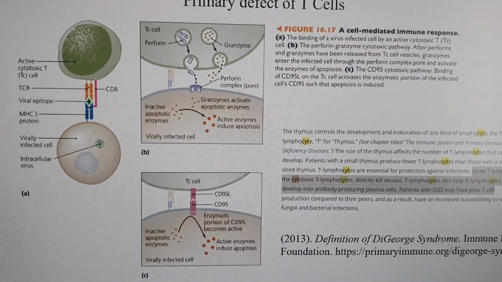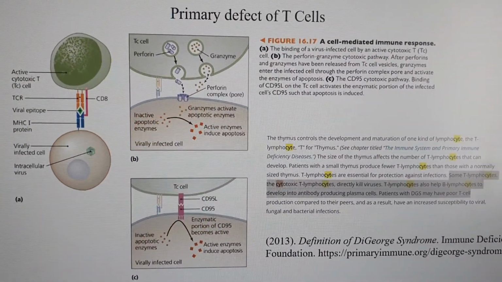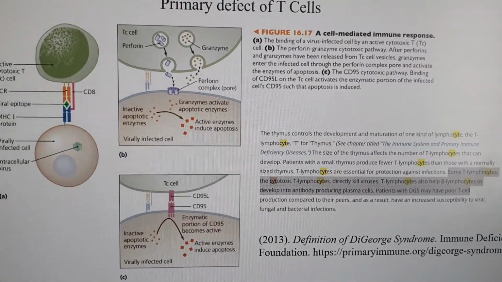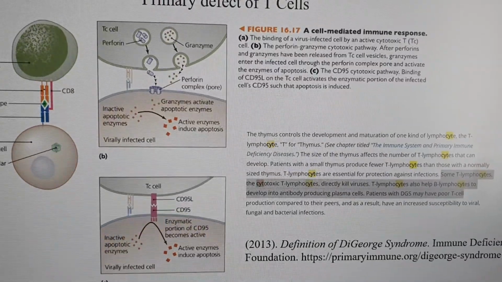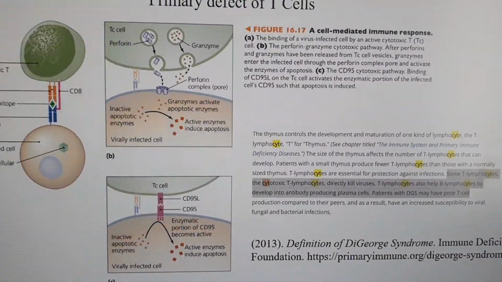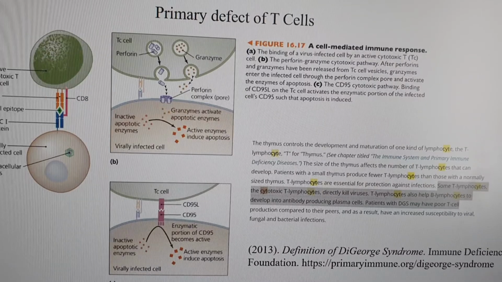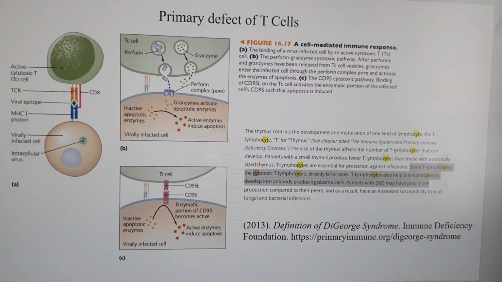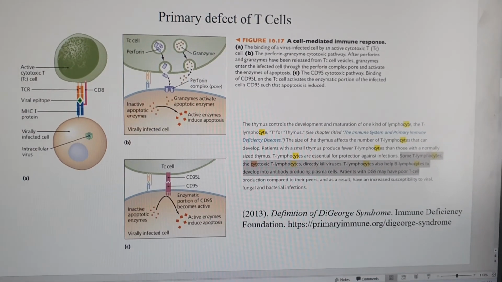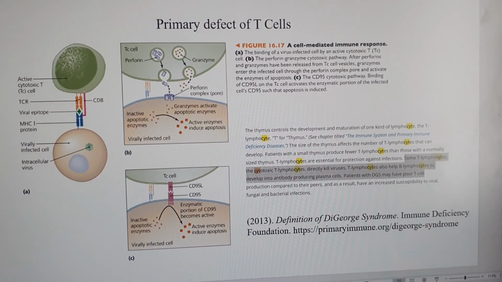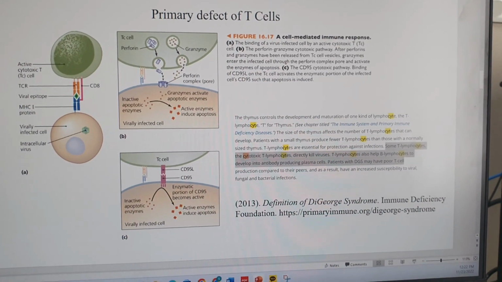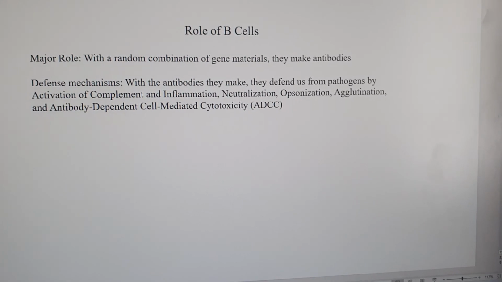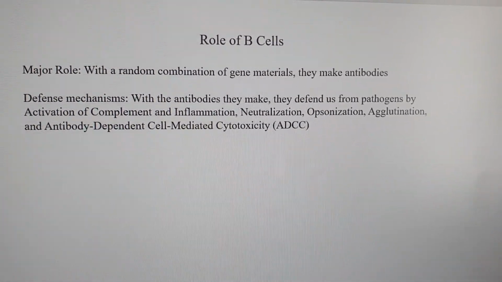And when we are affected with a virus, especially a cold or COVID or whatever, they kill our own cells that are infected with virus to stop the viral spread. So we can easily guess that if we don't have T cells that can protect our body, then we'll be more vulnerable. Okay, so I would like to go over the role of B cells.